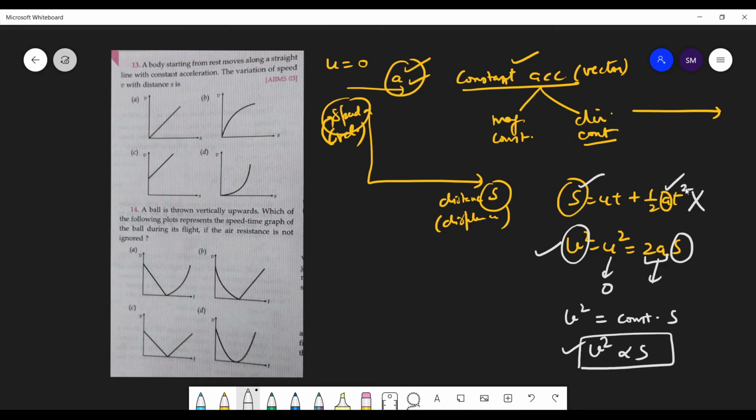If the graph was between S and T, S versus T, see the relation. Here also the relation is quadratic. Here also the relation is quadratic. Yes. So V square is directly proportional to S. What graph do we get?